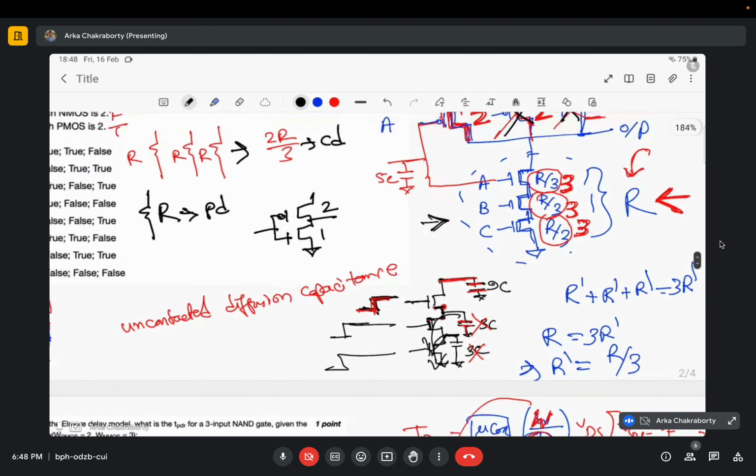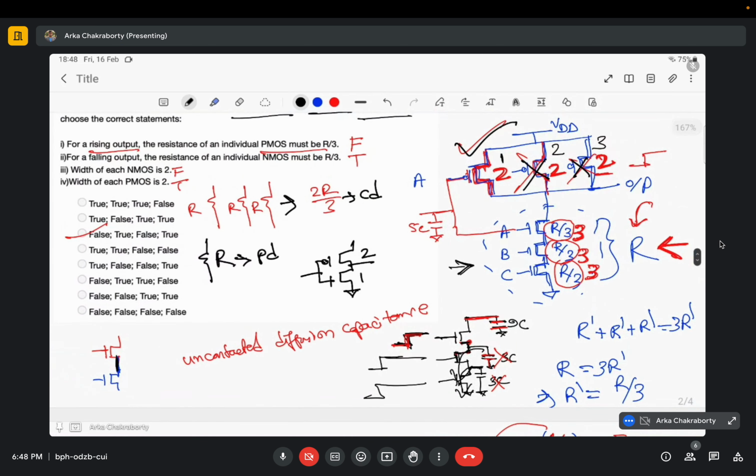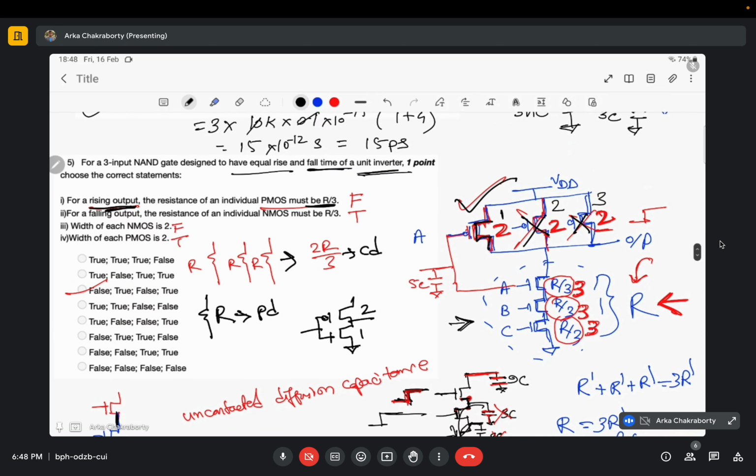Okay, fine. Here it says that for a rising output, the resistance of an individual PMOS must be R by 3. But we have seen for PMOS I don't need to change the W, so I don't need to change the R. The initial R was fine. Initial R was R only, right? So I don't need an R of R by 3 in order to ensure an equal fall time and rise time. So it's false. That's why it's false. Is it clear?